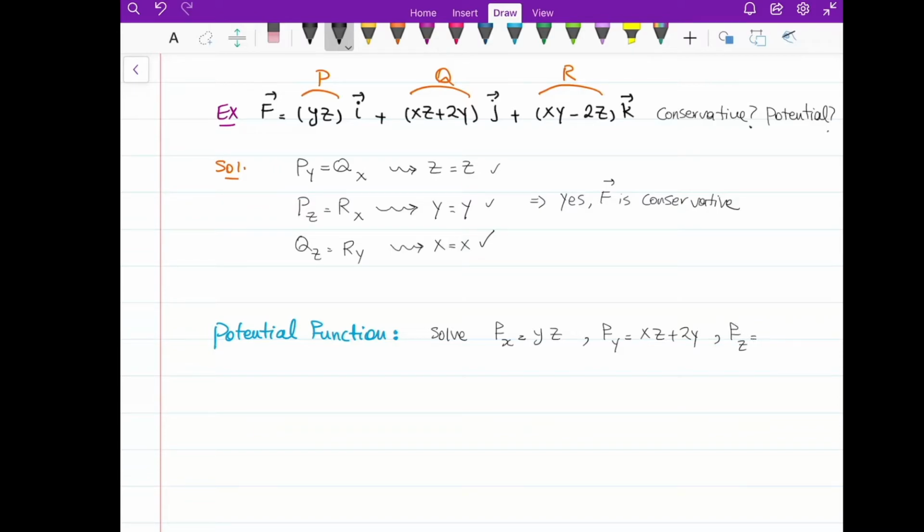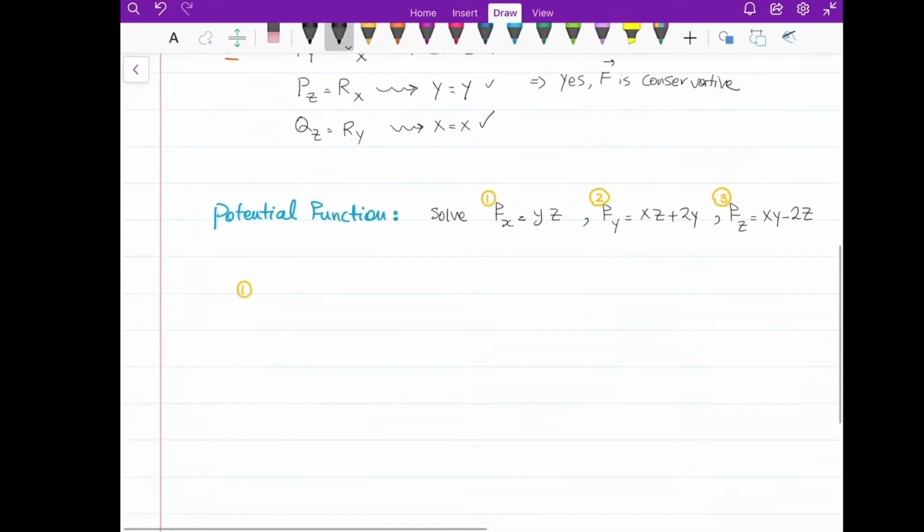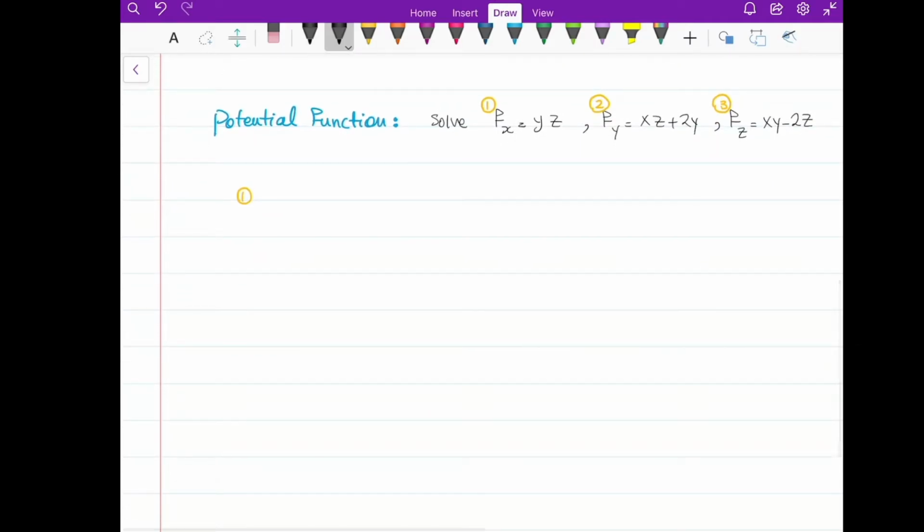F with respect to z is xy minus 2z. Very good. Let me call them by name. This is equation number 1, this equation is number 2, and this equation is number 3. I'm going to start with equation 1, which is f_x equal to yz.